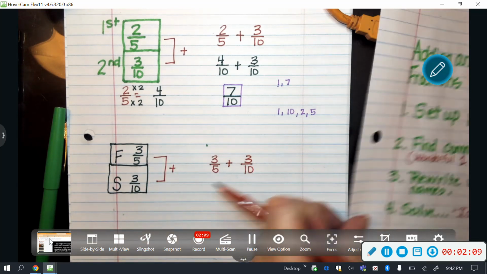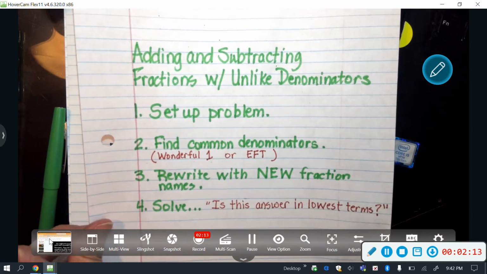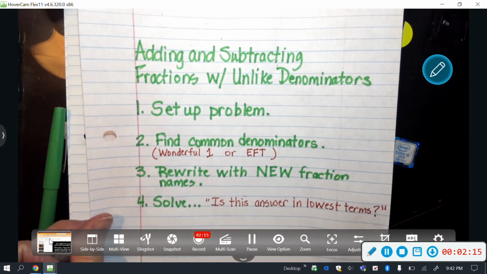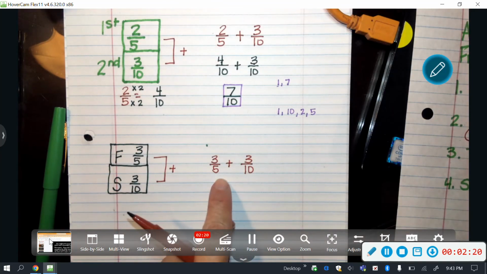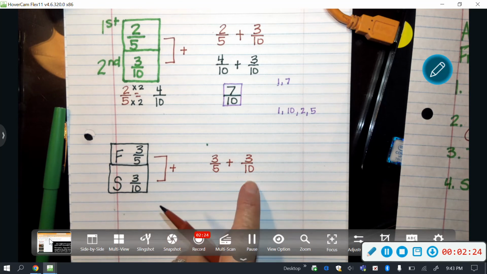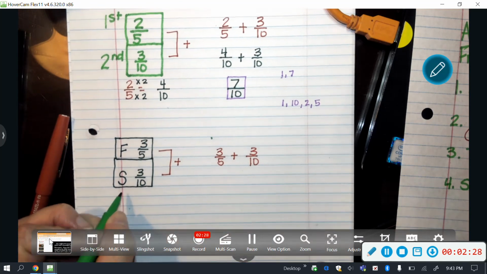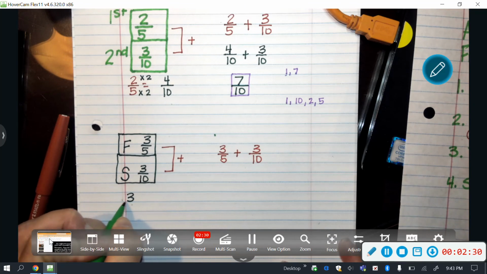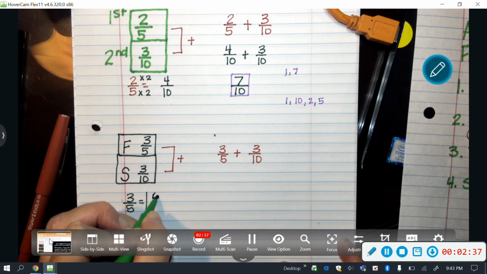The next thing I would want to do would be to find my common denominators, and I can do that by using my wonderful one or my EFT. So again, I notice that I have the number 5, and if I skip count by 5s, I can quickly get to 10. So I'm going to go over here to the left, and I'm going to write the fraction 3/5. And if I make an EFT, I will get 6/10.